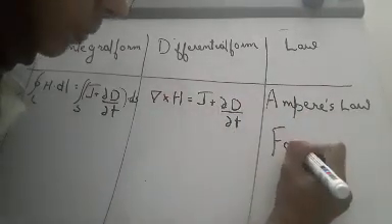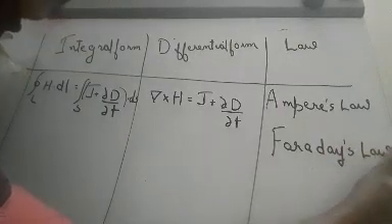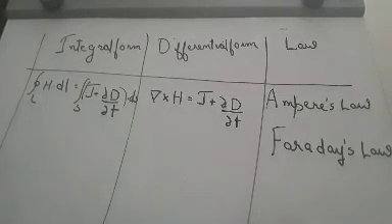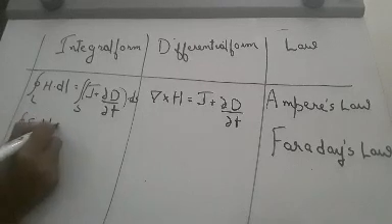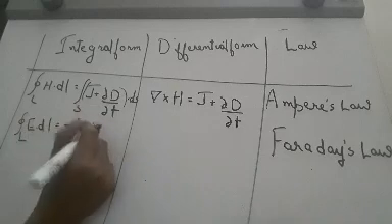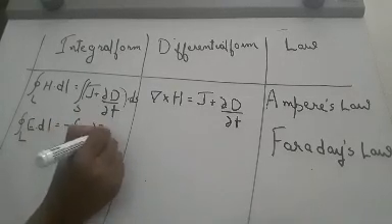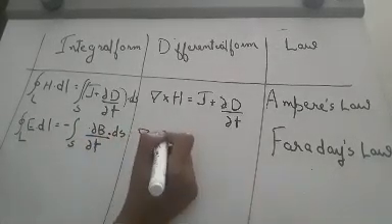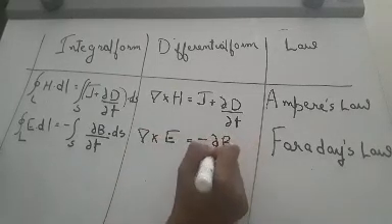Second Maxwell's equation is based on Faraday's law. In the case of integral form, closed line integral of E dot dl is equal to minus of surface integral of dou B by dou t dot dS. Differential form, del cross E equal to minus of dou B by dou t.